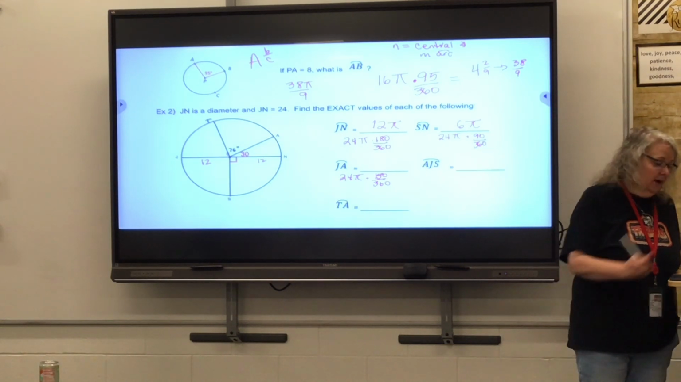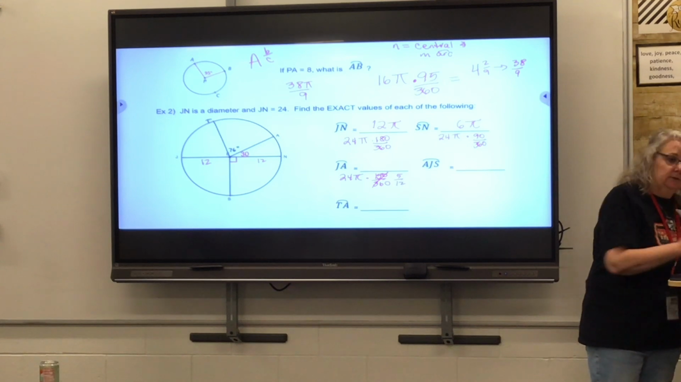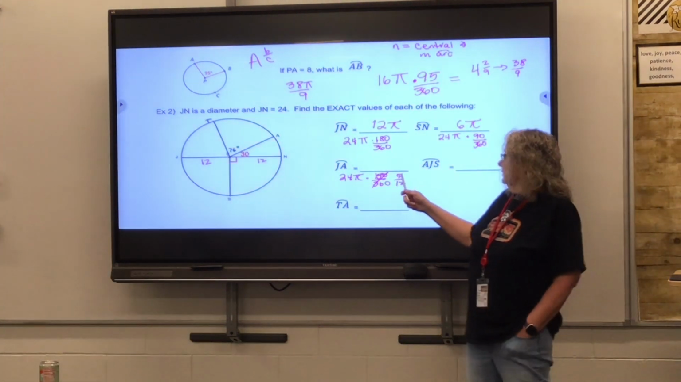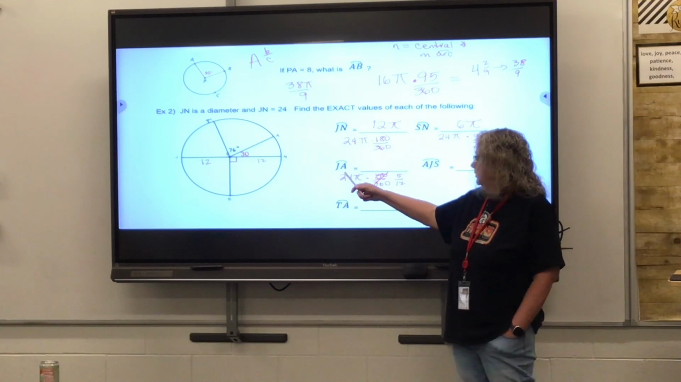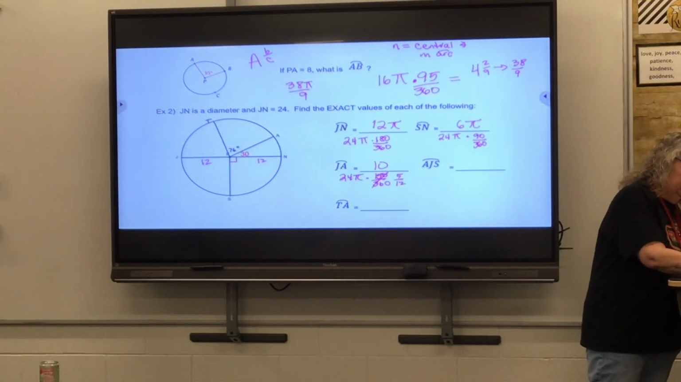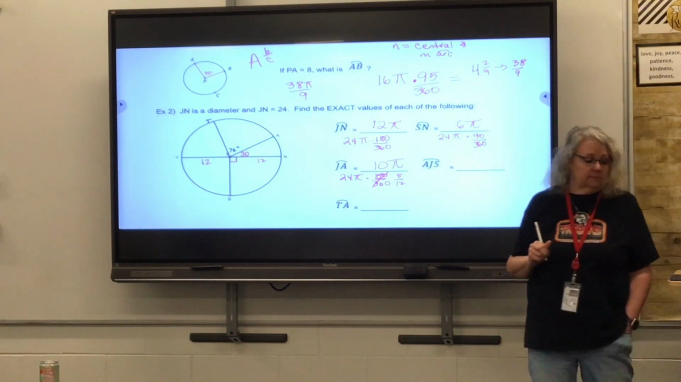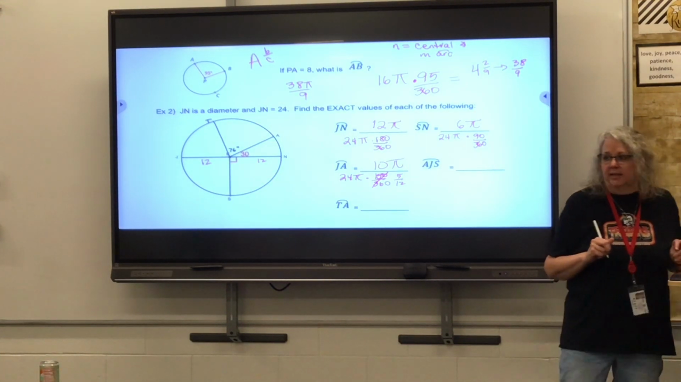5 over 12. You could simplify that to 5/12. Okay? Now you can simplify 12 and 24 to 2. So 2 pi times 5 is 10 pi. Does that make sense? Go ahead and do those next two.